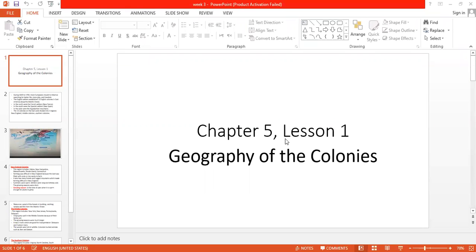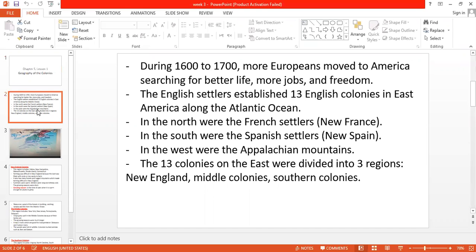Today we're going to start chapter 5, lesson 1, geography of the colonies. Okay, you remember, guys, last time we stopped at when England started to claim lands in America and they established the most famous and the first English colonies in America, which are Roanoke Colony and Jamestown Colony. Today we're going to learn about how England established all their colonies in America.